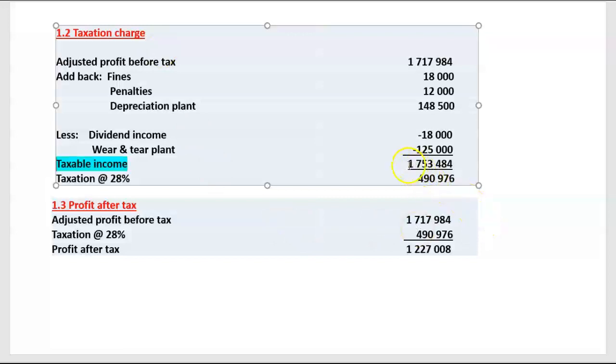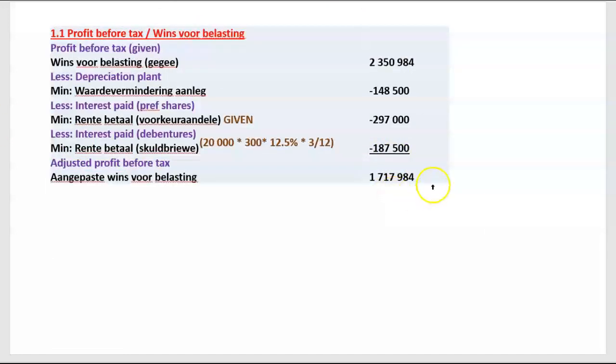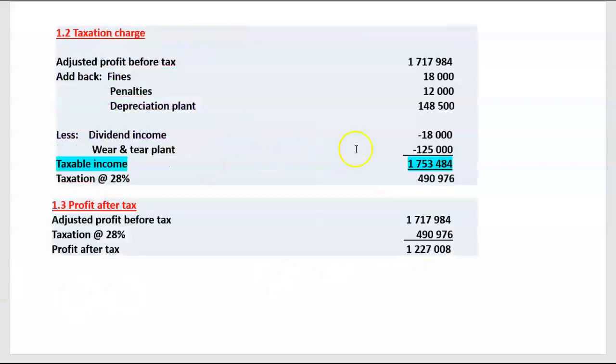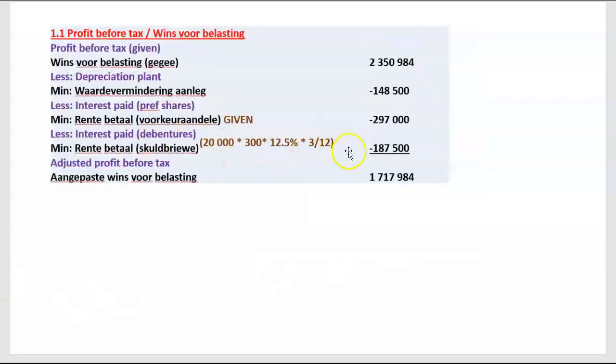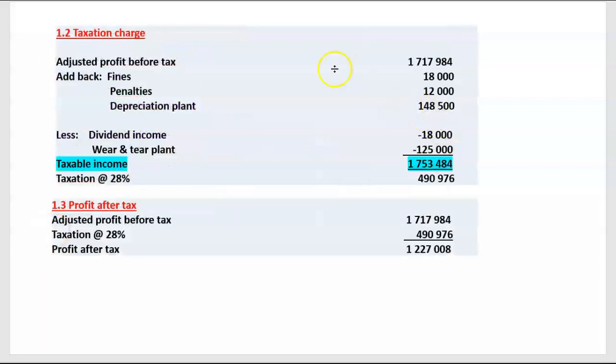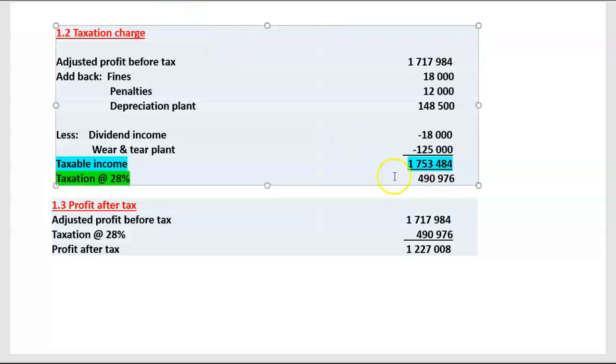This is only a calculation. This does not appear anywhere in your books. Once you have calculated the 1,717,984, you do not carry on doing this. This has absolutely nothing to do with your income statement. The whole purpose of this calculation is to calculate my tax for the year, because that is the only thing, only this one, that will go to my income statement. So that is the figure that I'm after. That is the reason why I do this.